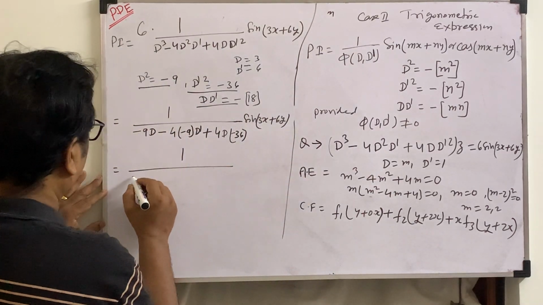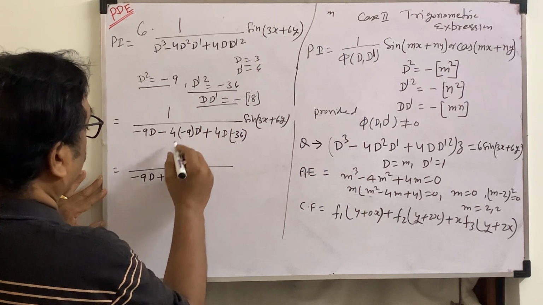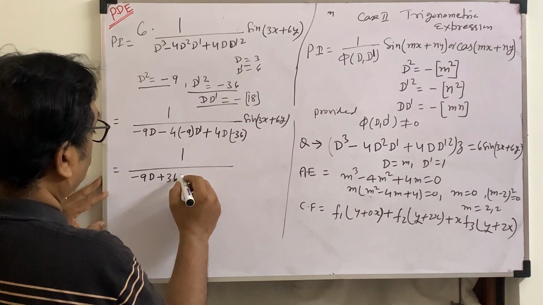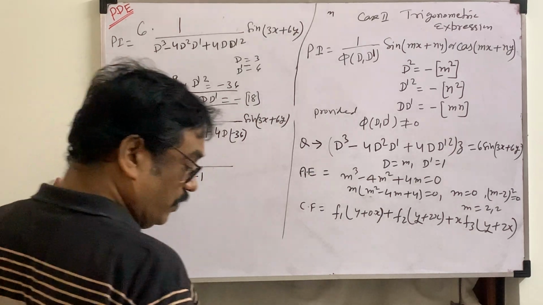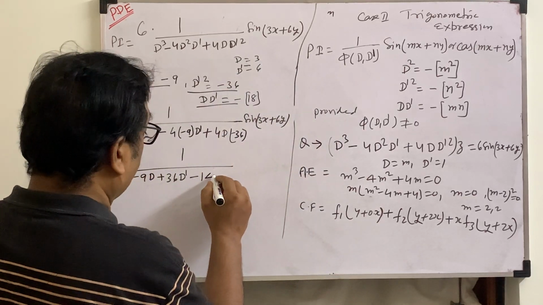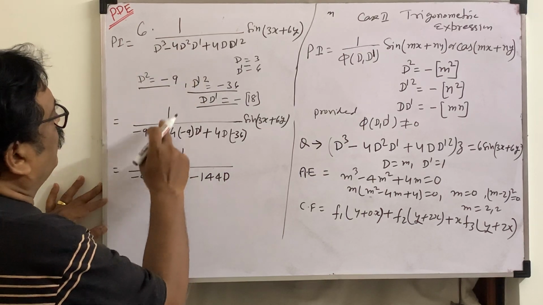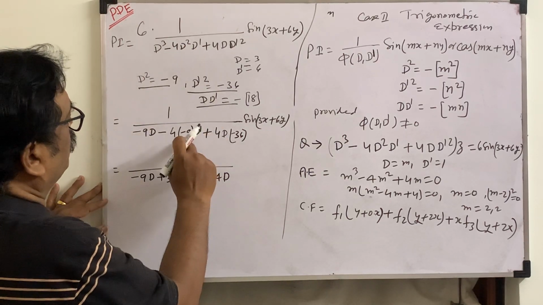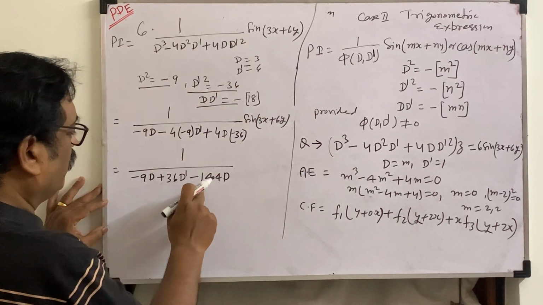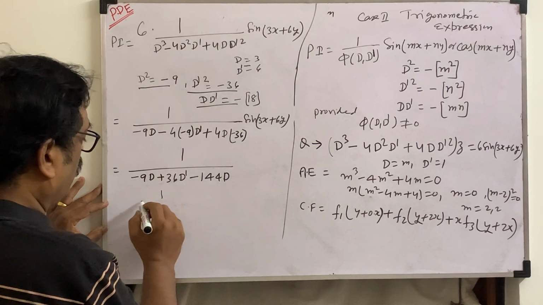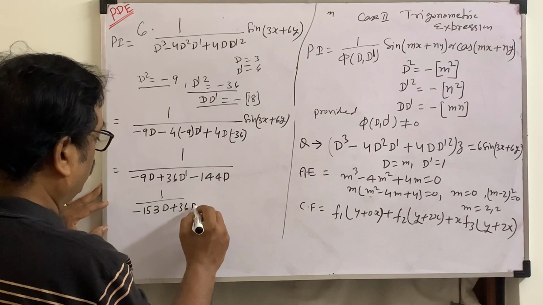So one more time you write here: minus 9D plus 36 D dash minus 144 D. How did we substitute here? D cube, we substituted D square and D as it is. Here also D square taken, here D dash square taken. Okay, now what is coming here? 144 and this, how much coming? 153. Minus 153 D plus 36 D dash.